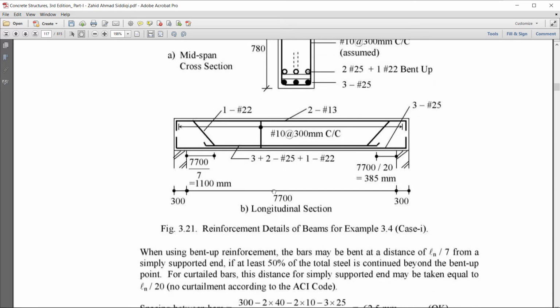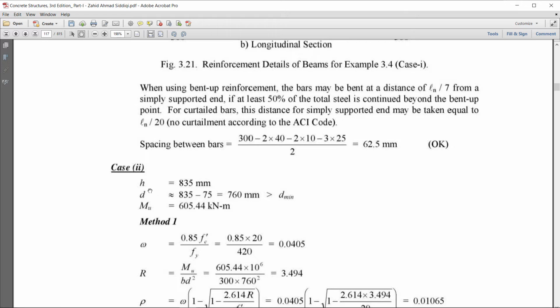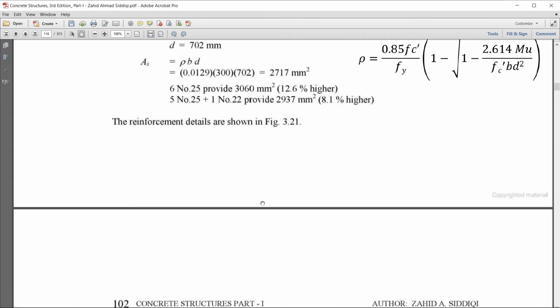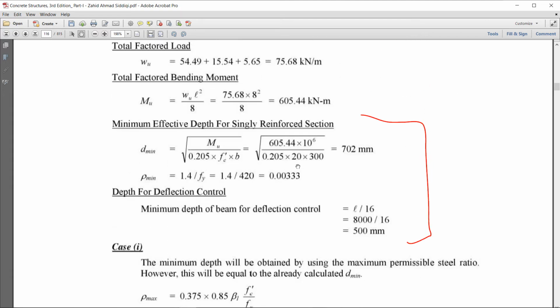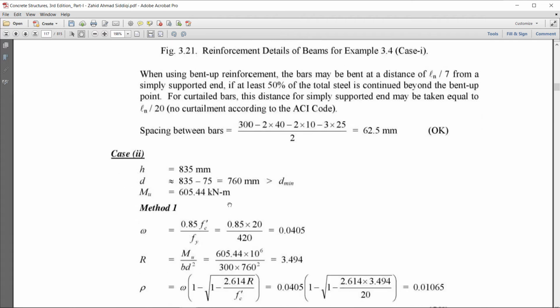Now for the second part, the requirement is to use H 835 millimeter. The effective depth is 835 minus 75, 760 millimeter. The minimum d that we calculated previously is 702 millimeter. So our provided d is greater than 702 millimeter, so it is okay. The applied moment is here.